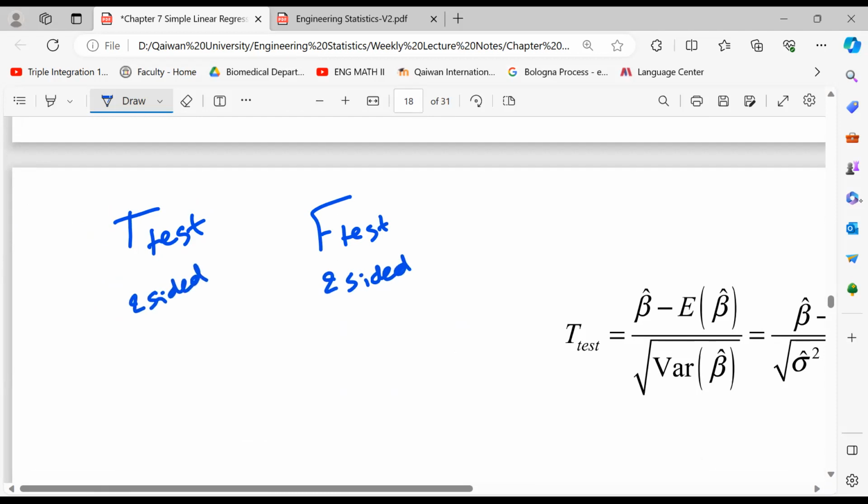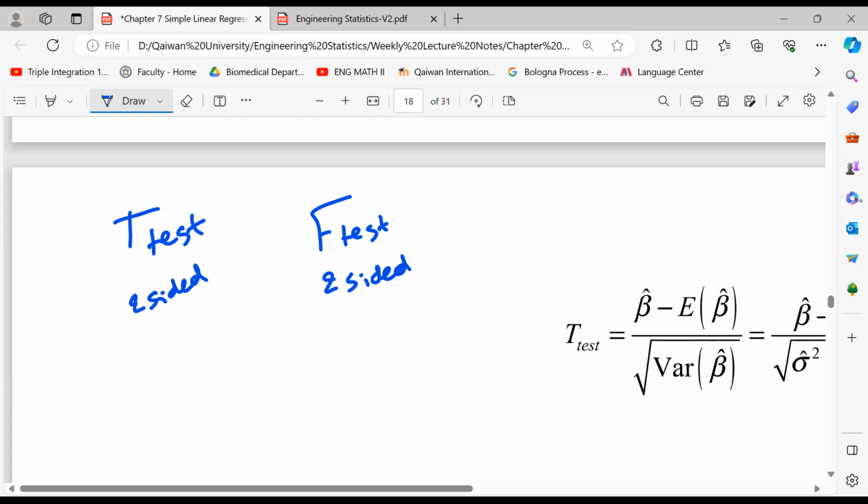If the question doesn't say positive or negative, right or left, it means it's two-sided, meaning it's asking for both sides. So in the alternative hypothesis H1, we say beta doesn't equal 0. If it doesn't equal 0, it could be positive or negative, both included. If it's two-sided, we can use any of these two tests.